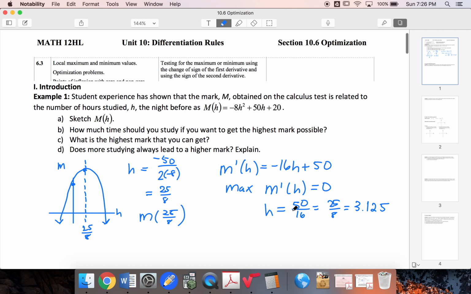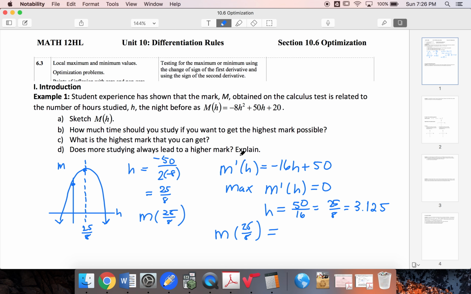So there's my h, and what's the highest mark I can get? Well, I'm going to plug that 25 over 8 into the original, and whatever that ends up being would be my maximum mark.